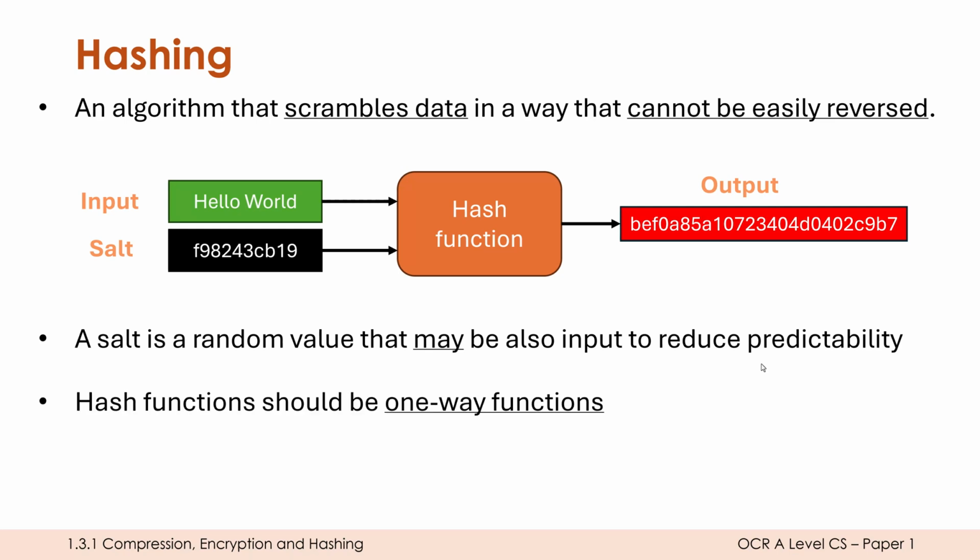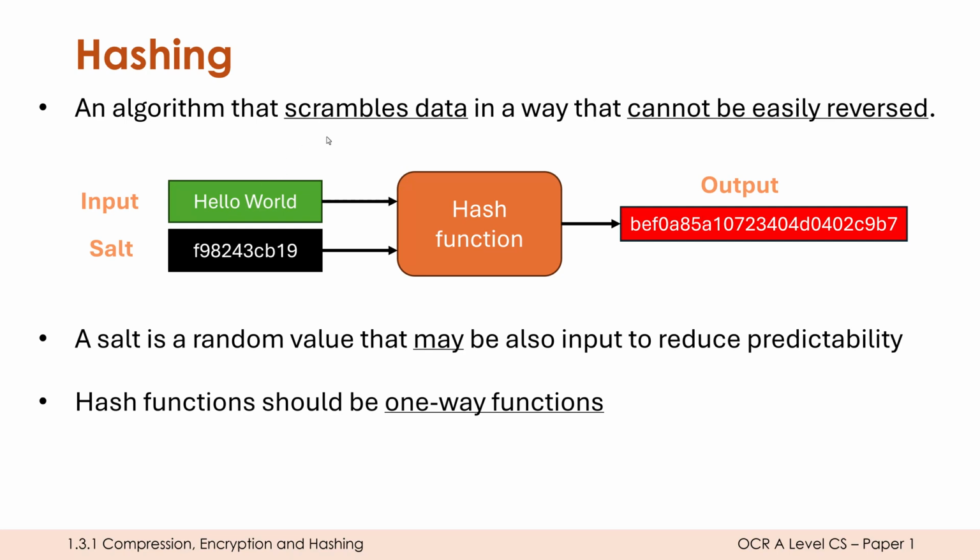Now, I said this in the definition at the top that it cannot be easily reversed, but really a hash function needs to be or should be a one-way function. That means there is no way to work backwards from the output back to the input. That's the key difference between hashing and encryption.